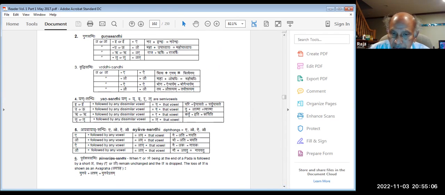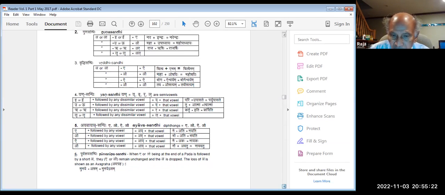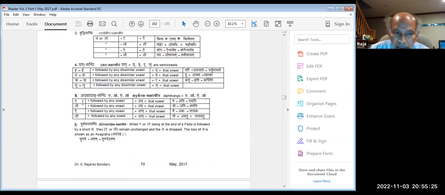From Gita, Pari-upasate. Tu Atma, Tvatma. Kartru iti, Kartriti. So, Ayava Sandhi we just mentioned. A plus any vowel, A will be replaced with I. And say, he said, now this I will derive next week when I come. And the Au plus any vowel, Au, that vowel.